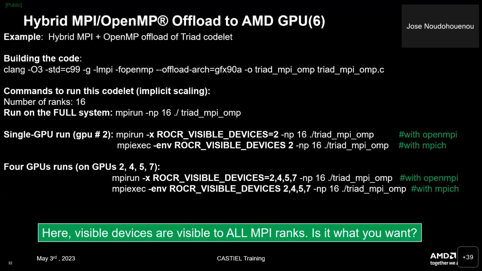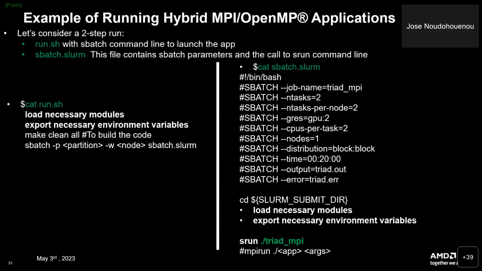But remember, when you run it like this, all the visible devices are visible to all MPI ranks. Now, you might need to ask yourself if that is really what you want. So the other way, and it is the general one, is to use Slurm features. That is the method that is based on Slurm.